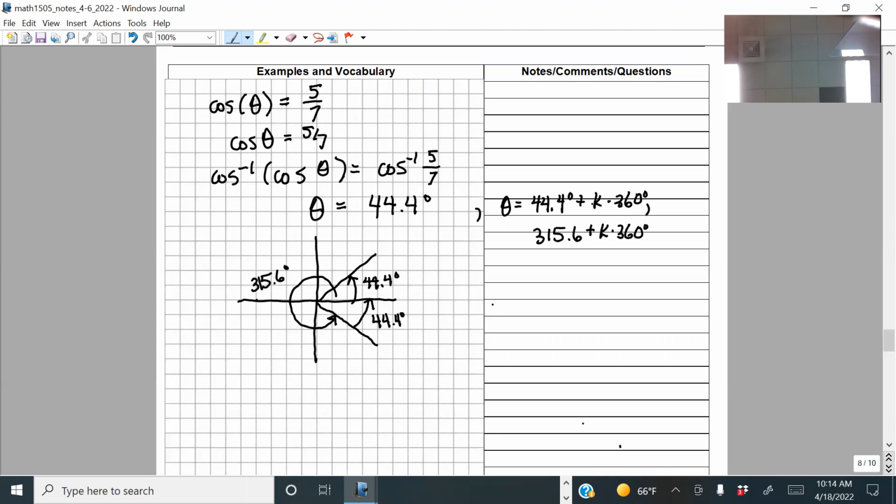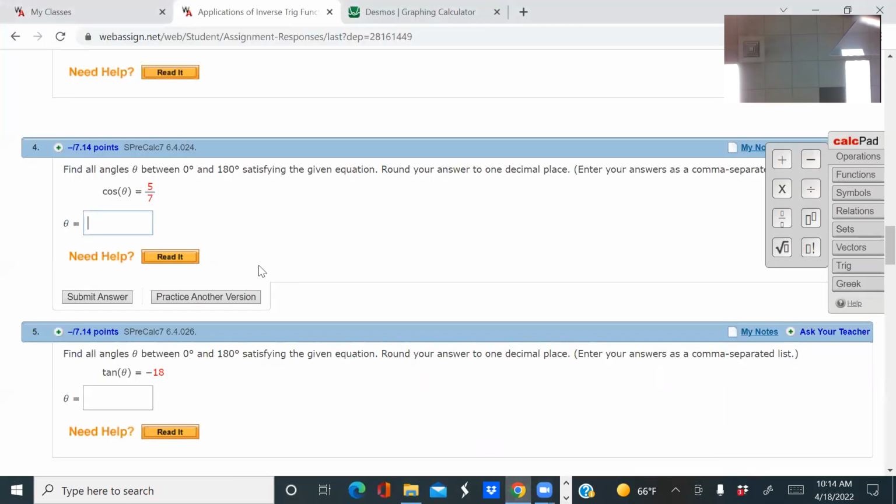When I was doing this in the notes, I was adding and subtracting multiples of 2 pi, but in WebAssign, when you're entering the answers, just write plus k times 2 pi. Okay, so there are all the possible solutions to this equation, all of them, of which we only wanted the one from 0 to 180, which is apparently supposed to be 44.4. So let me try entering that in and see what we've done wrong.